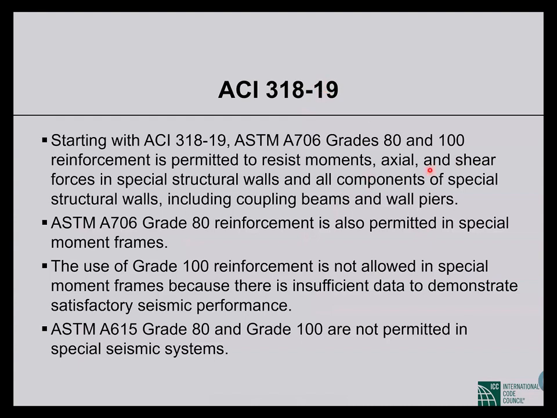And for special structural walls, even grade 100 is permitted, but BNBC 2020 doesn't permit that because BNBC 2020 was written based on a previous version of ACI. So there is this anomaly. Although there may be very good rebar steel of higher grades in the market, produced according to ASTM A706, we cannot use them for special seismic systems because of BNBC 2020. So hopefully, in the next updating of BNBC 2020, this problem will be resolved.